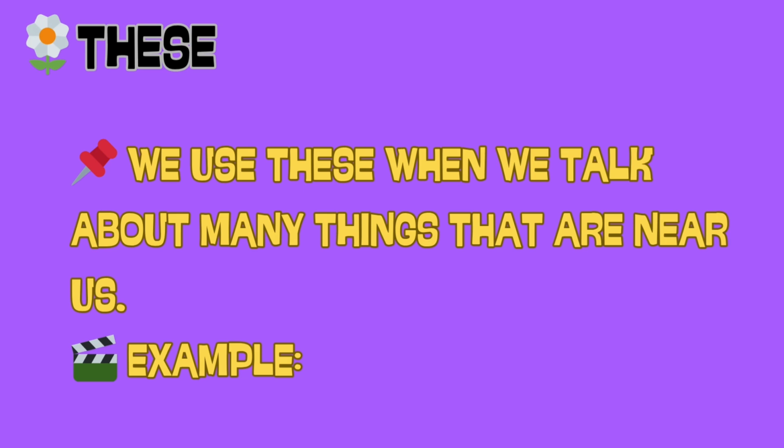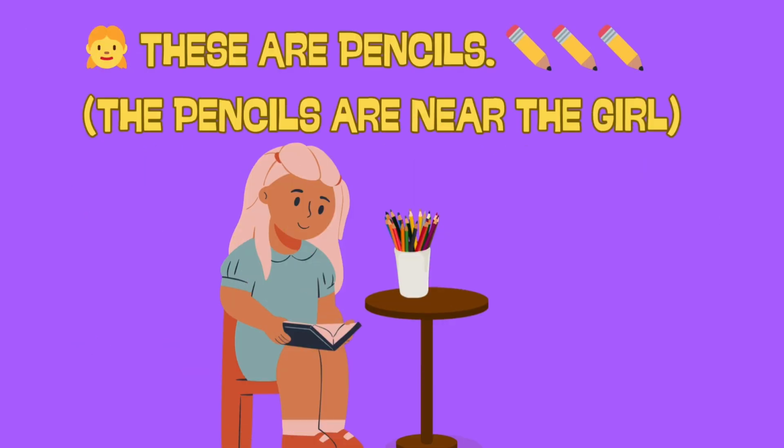These. We use these when we talk about many things that are near us. Example. These are pencils. The pencils are near the girl. Say it with me. These are pencils.